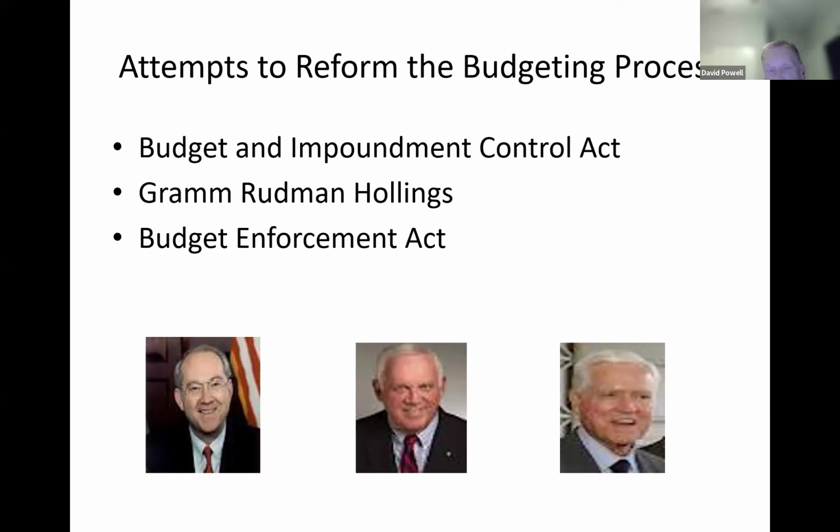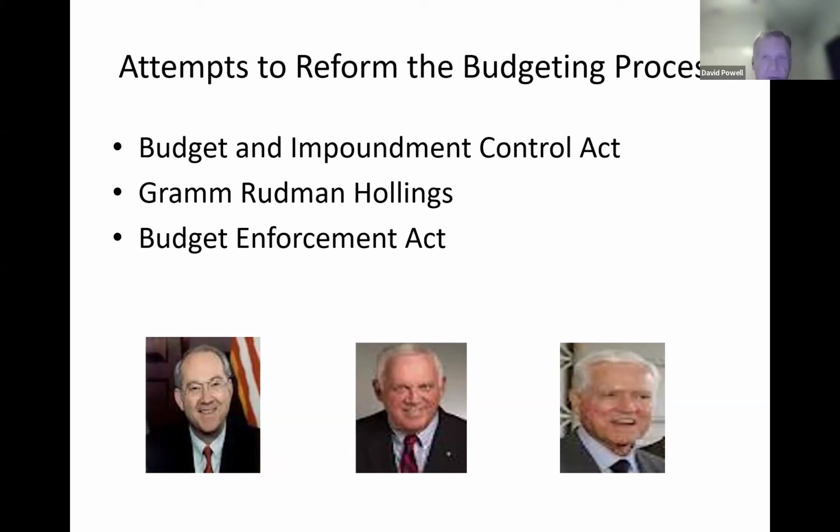And there were two versions of it. There's Graham-Rudman-Hollings 1 and Graham-Rudman-Hollings 2, 2 years later. So one in 1985 and one in 1987. The reason why we had a second one in 1987 is not just because the first one didn't work, but because the first one was unconstitutional. Every now and then, Congress will get a little bit ahead of itself, and it will pass laws that violate the Constitution. And Graham-Rudman-Hollings 1 violated the Constitution.